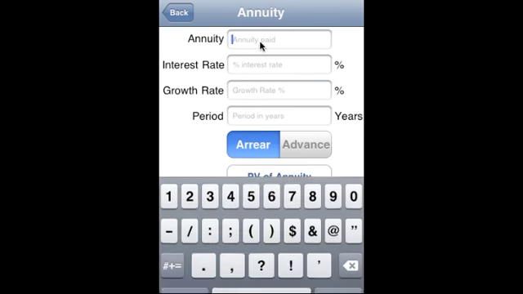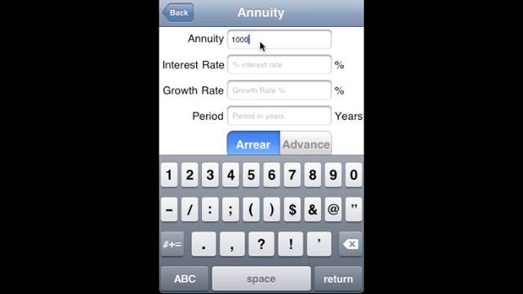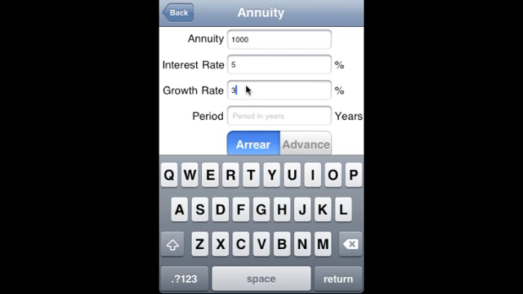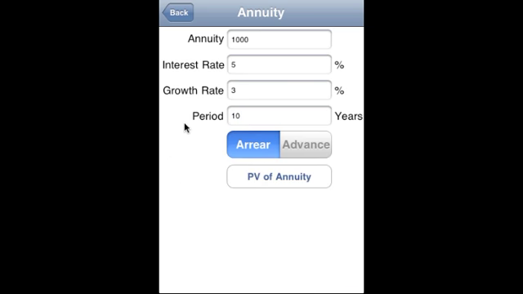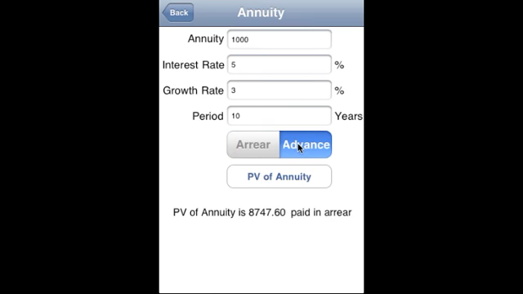Let's say the annuity being paid is 1,000, the interest rate is 5%, and the growth rate is 3% for a period of 10 years. So an annuity is being paid in arrears. This is what the value is. If the annuity is paid in advance, as in the case of an insurance company, where premiums are paid in advance, that's the value of the annuity paid in advance.